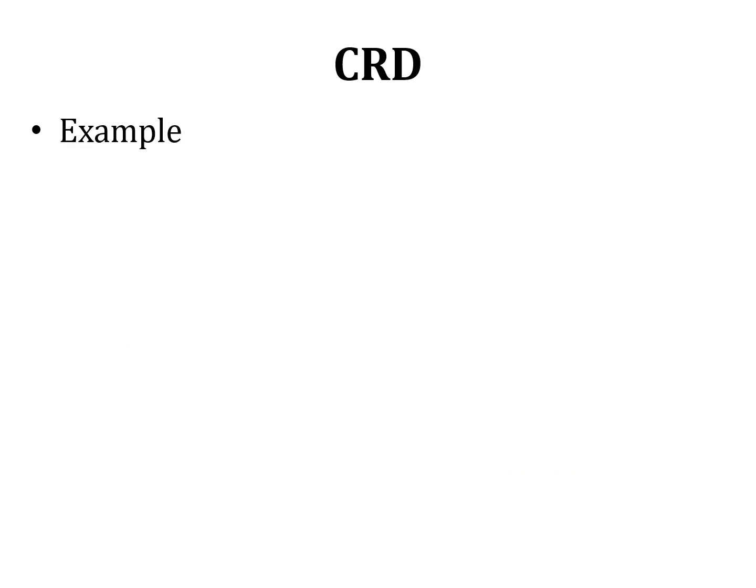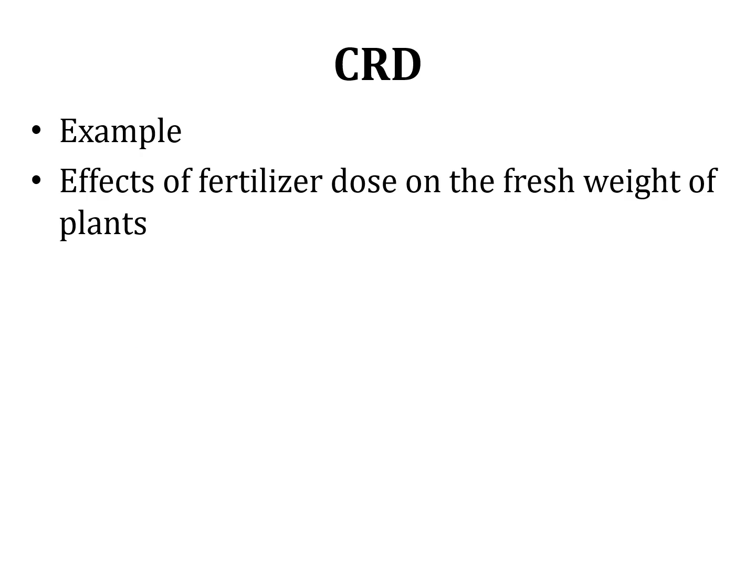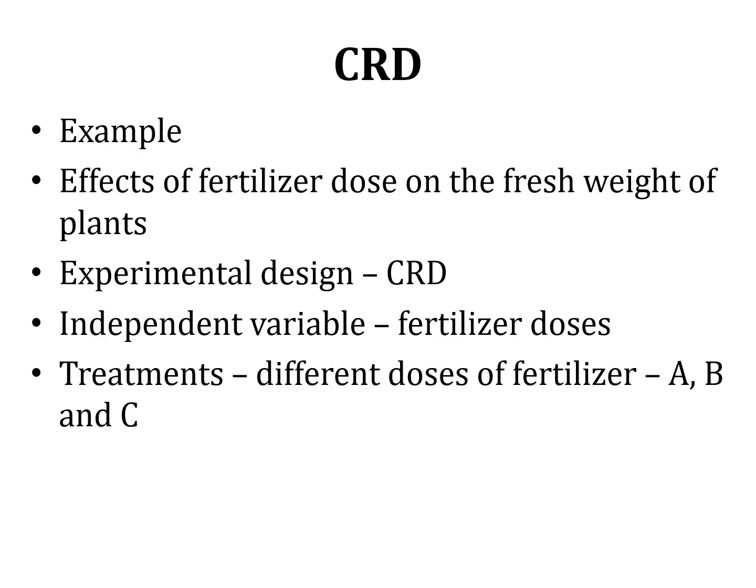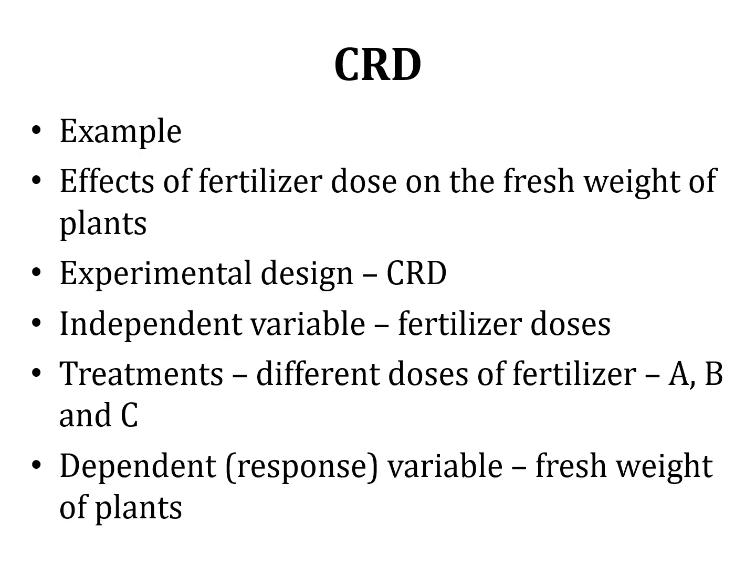So let's do CRD with an example, and the example is effects of fertilizer dose on the fresh weight of plants. The experimental design is CRD, which is completely randomized design, and the independent variable is the fertilizer doses. Treatments are different doses of fertilizers. For example, we assign 3 types of doses, A, B, and C.